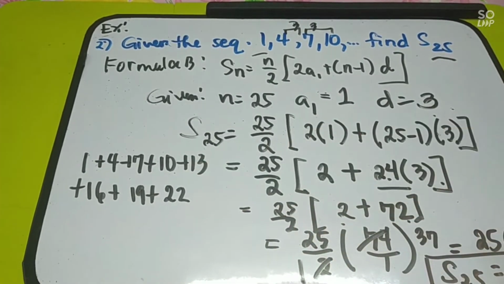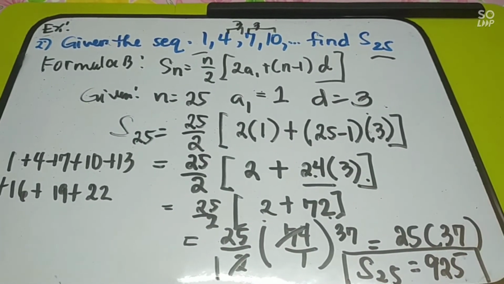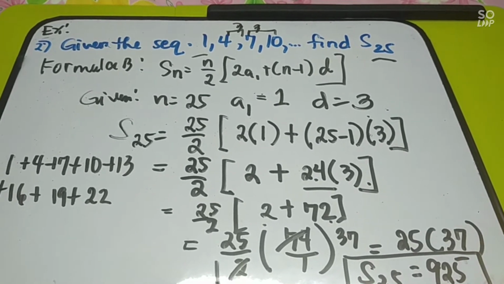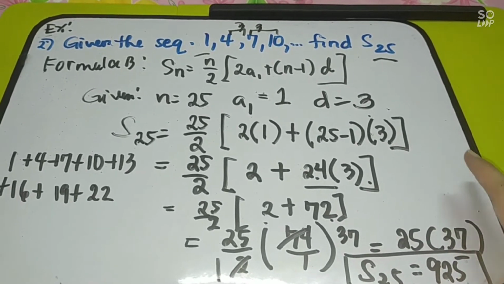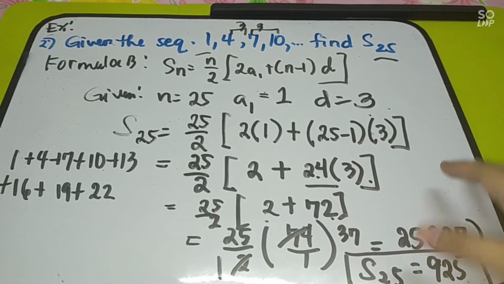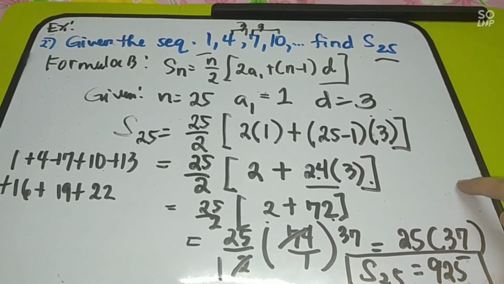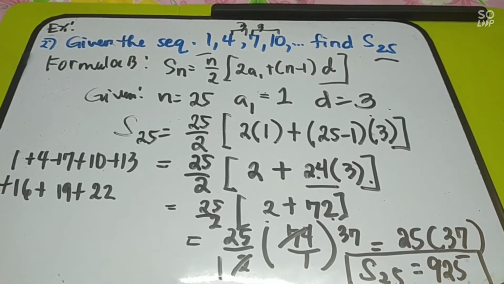Then, add mo siya lahat. Then, makukuha mo rin si 925. Yun nga lang, napakatagal para doon sa part na yon. So, mas maganda na kung gagamit ka ng formula. Alright? Let us have another example.